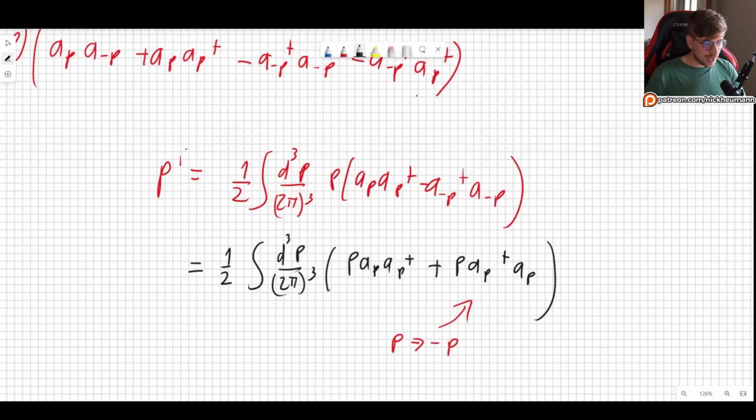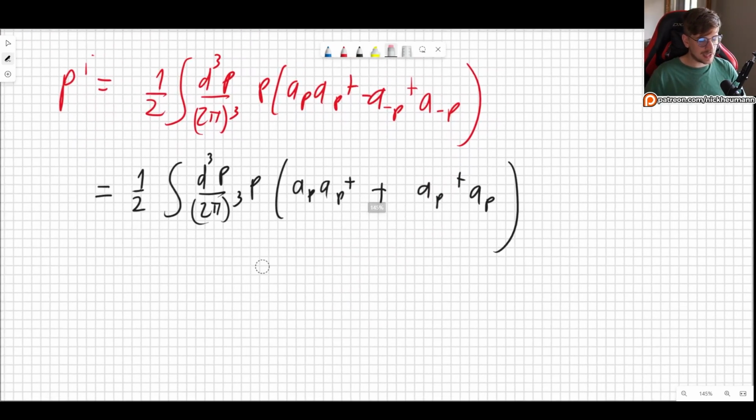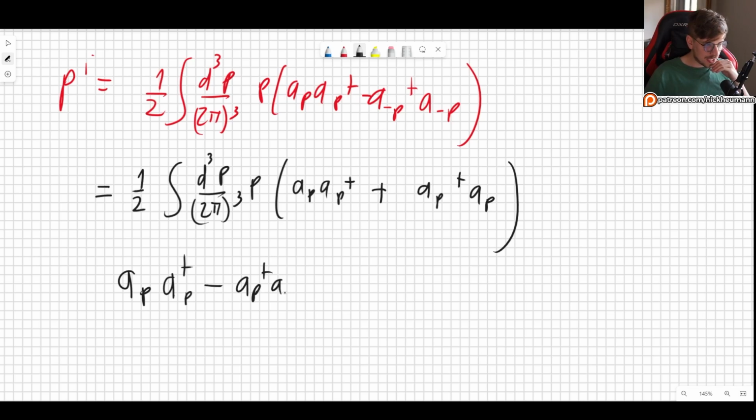We can again factor out the momentum. So we can just factor it out, leave it somewhere over here. And now see what we have inside. So we have a_p dagger a_p. So what we're going to do here is just like we did in a previous video, try to write this in terms of commutators. So since we have a_p dagger a_p, we can try to write this somehow in terms of commutators.